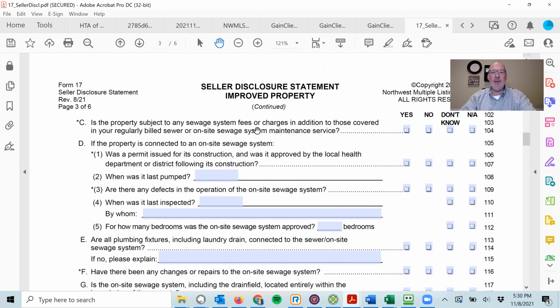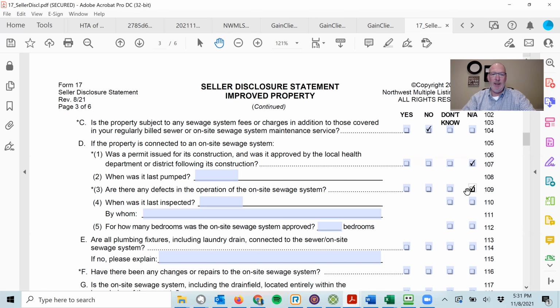Is the property subject to any sewage system fees? That would be like the connection charge, which for a lot of counties will be amortized over 15 years. And so they'll have a sewer assessment charge once a year for 15 years. If they don't know, don't coach them on that. Just say, are you aware of any additional fees outside of the monthly fees? No, I'm not aware of that. Okay, great. If the property is connected to on-site sewage, so we're going to say NA.